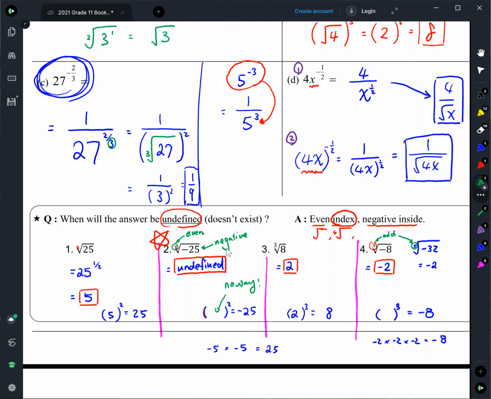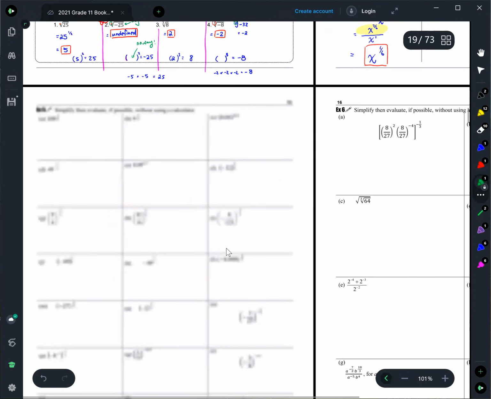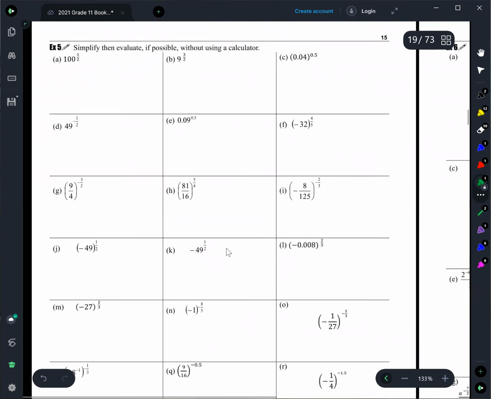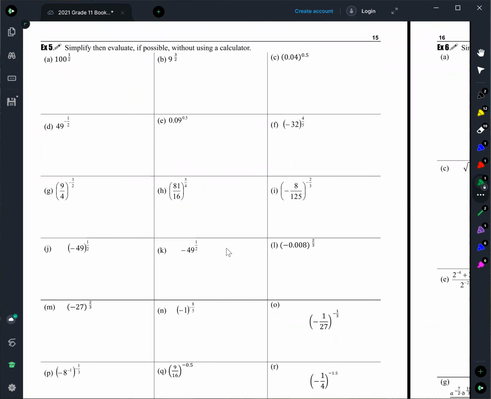Okay, Valerie, Isabella, do you need more time? I finished. Okay, so let's look at the next page, page 15. If you look at the instructions, it says simplify, and then evaluate. This is the key word.